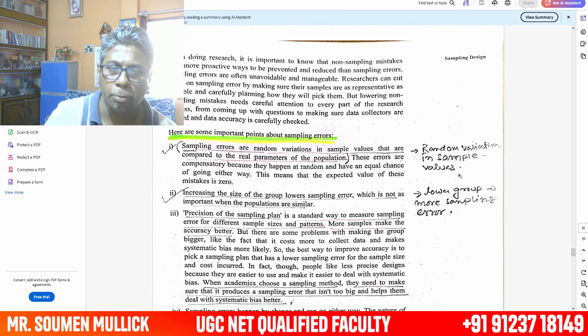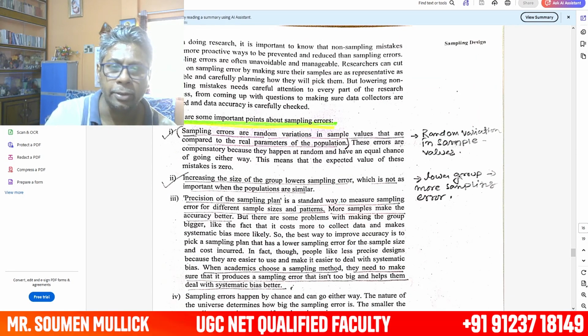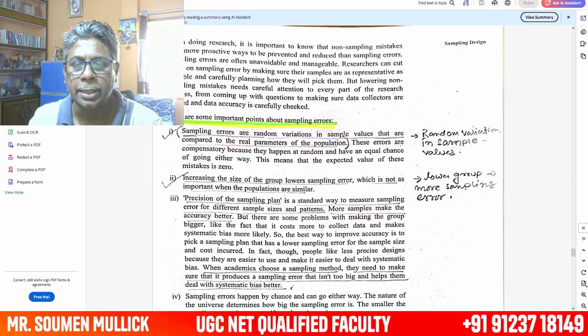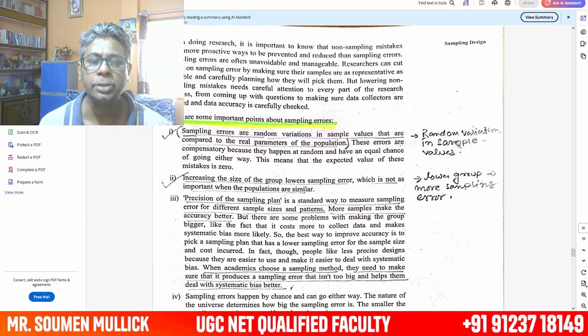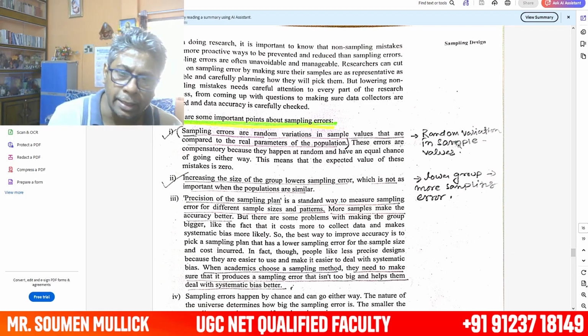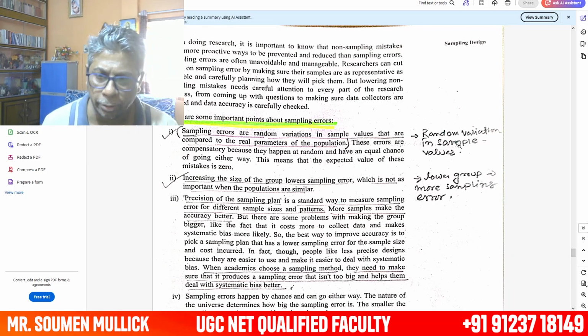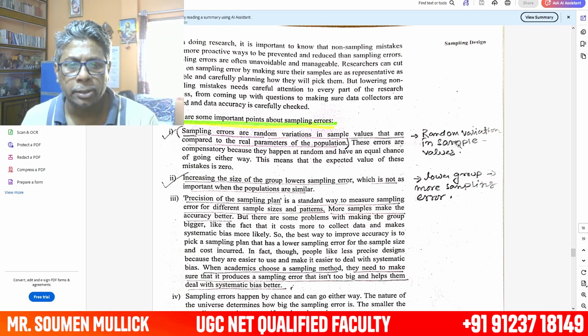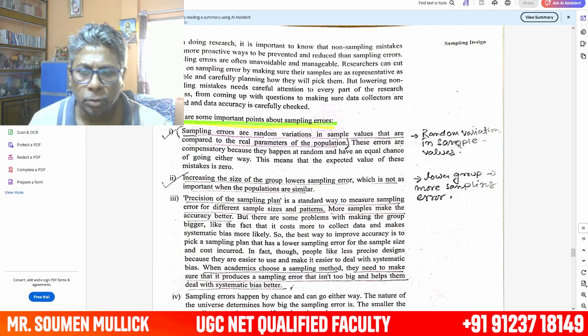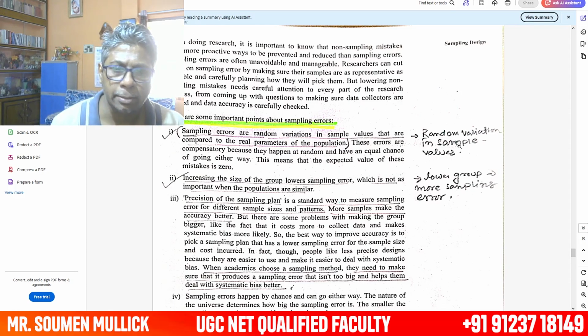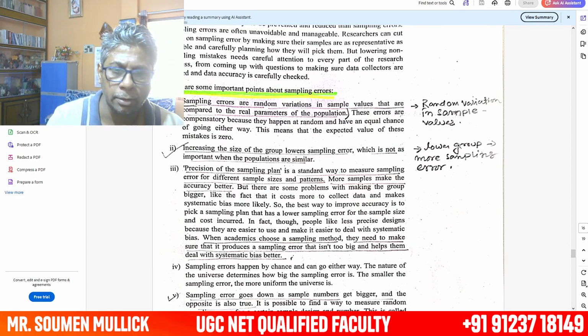So there are some important points about sampling error. Sampling errors are random variations in sample values compared to the real parameter of the population. The random variation in the sample value. Increasing the size of the group lowers sampling error. It can lower the sampling error, which is not as important when the population is similar.